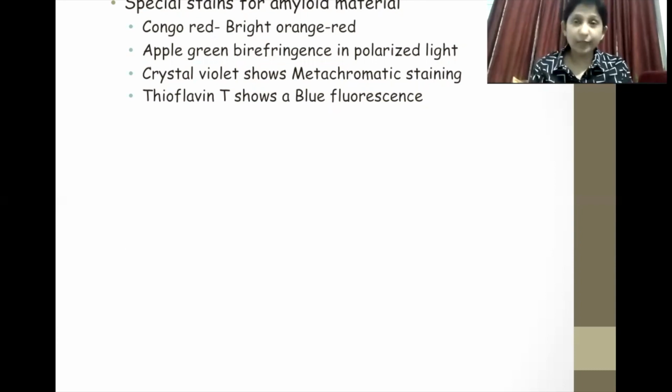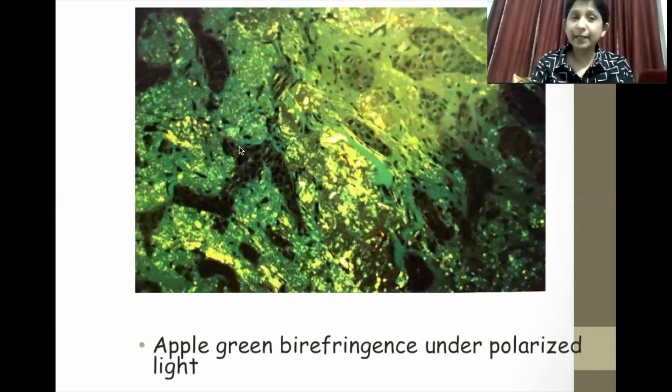So there are various ways in which you can actually differentiate the amyloid. This is the apple green birefringence I spoke to you about amyloid in polarized light. So under polarized light, the amyloid will show apple green birefringence.